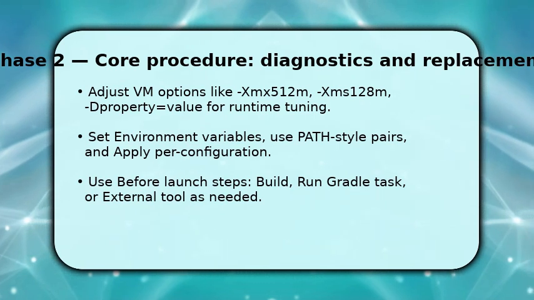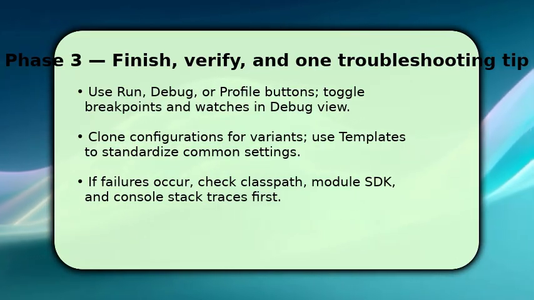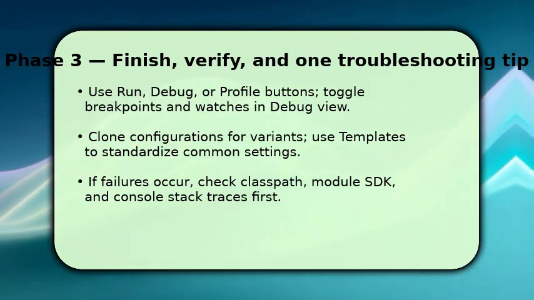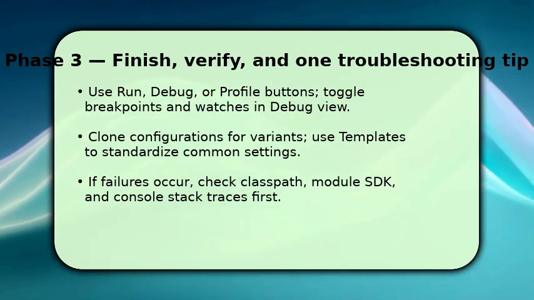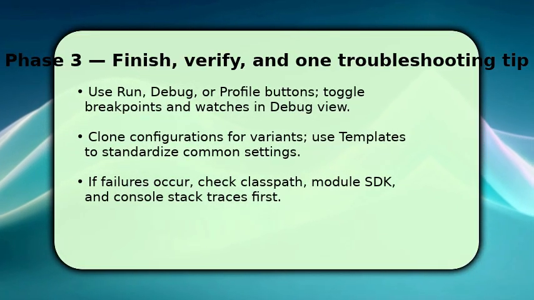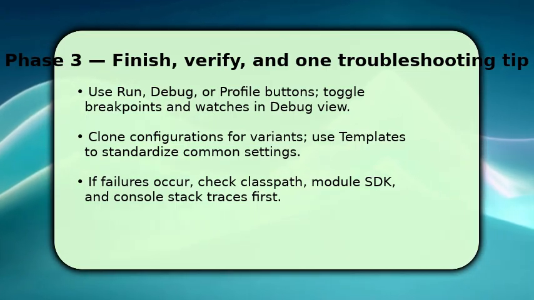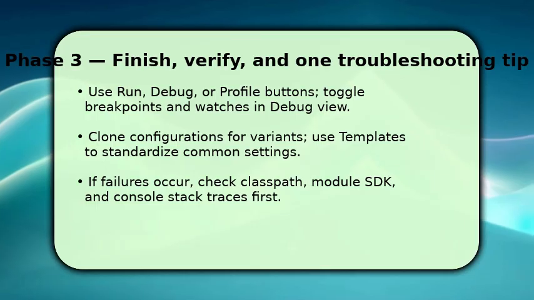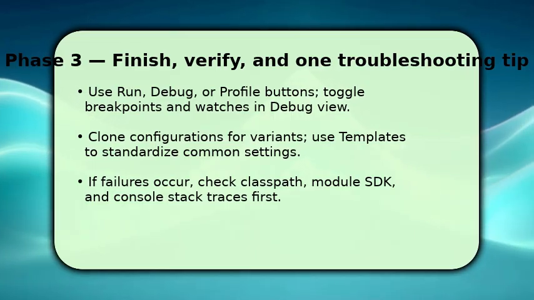You finish by running or debugging the saved configuration. Press the green Run or the bug icon and observe the Console and Run tool windows. For deeper inspection, set breakpoints and step, because stepping reveals state and variable values. If you need variations, clone the configuration or use templates to keep consistent defaults. Finally, if it fails, inspect the classpath, module SDK, and the console stack trace immediately. These explain most errors, and often a wrong module or missing dependency is the root cause.